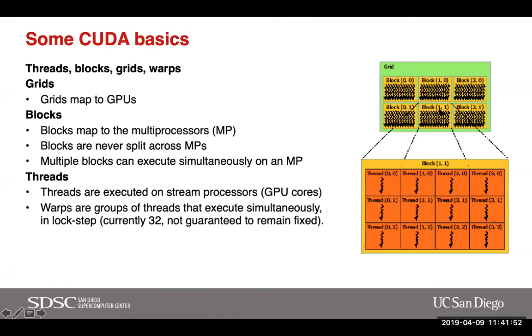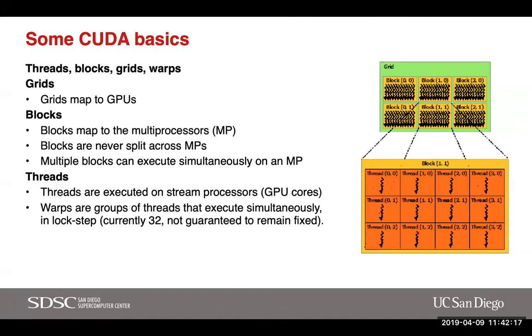We see that exemplified here on the right. We have threads, blocks, grids, and warps. The grid is the entirety of all our threads that are running on the GPU. They map onto a single GPU, so one grid is executing on the GPU, and it consists of multiple blocks. The blocks map to the multiprocessors, and blocks are never split across multiprocessors.